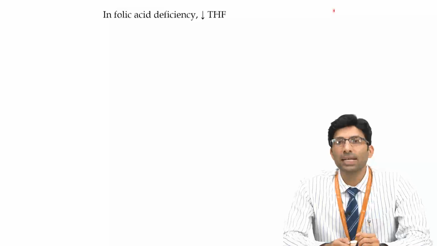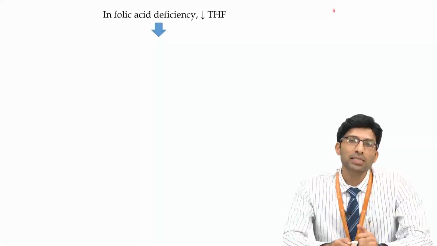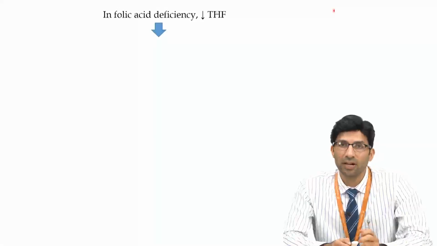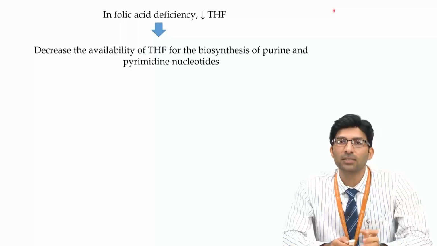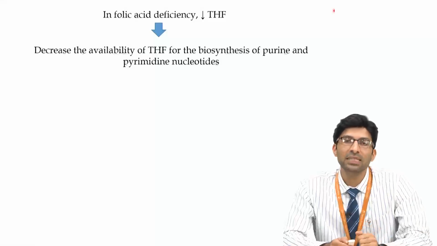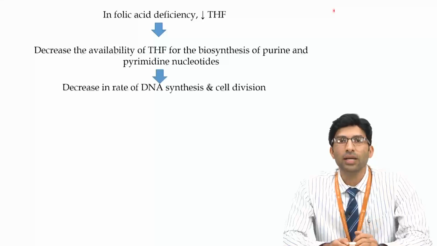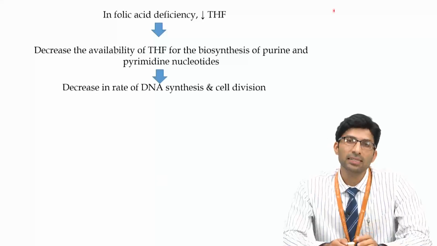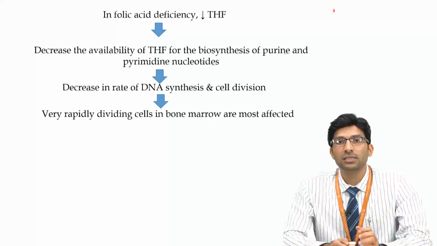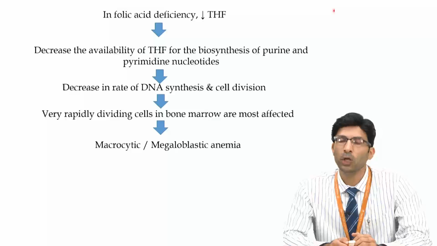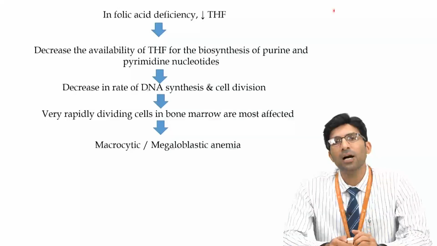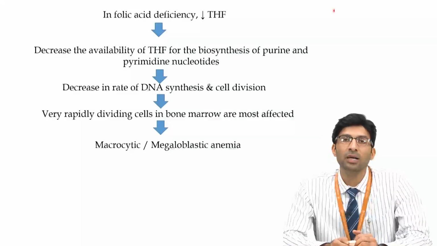As we have seen, if folic acid is deficient, it will lead to a decrease in the active form of folic acid, that is tetrahydrofolate, and decrease the availability of tetrahydrofolate for the biosynthesis of purines and pyrimidines, as we have seen earlier. Then there will be a decrease in the rate of DNA synthesis and cell division, and the bone marrow, which is rapidly dividing, will be mostly affected. It can lead to macrocytic or megaloblastic anemia. So, this is the mechanism of how macrocytic or megaloblastic anemia occurs due to folic acid deficiency.